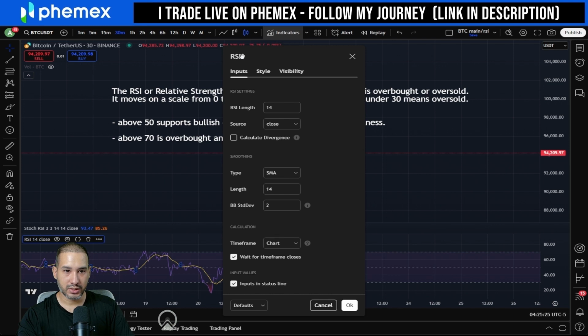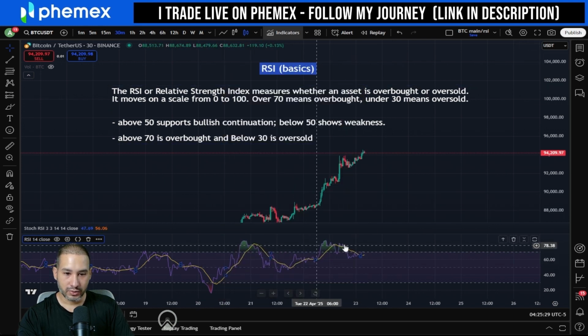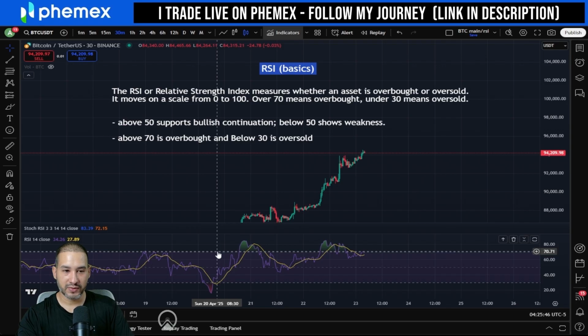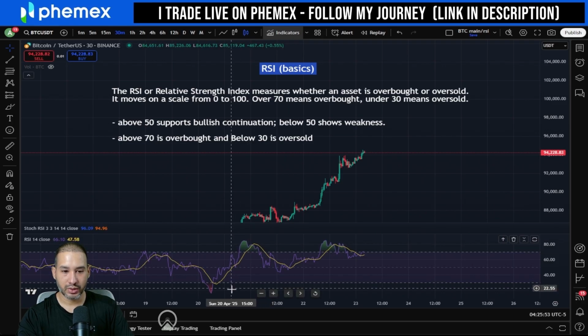This is the name of the oscillator. So here we have it now. Typically above 50 supports bullish continuation, and below 50 shows weakness. As you can see here, 50 is right in the middle. And up here at this dotted line, we have 70, so above 70 is overbought. And then we have 30 down here, and below 30 is oversold.